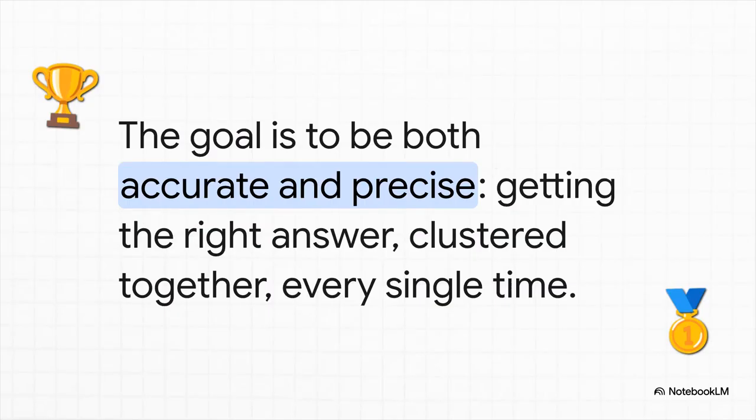And this, right here, is the bullseye. This is what we're always aiming for in any scientific measurement, to be both accurate and precise. In our little horseshoe game, this means landing every single toss in a tight little cluster, right around the stake. That is the gold standard. It's getting the right answer over and over and over again.